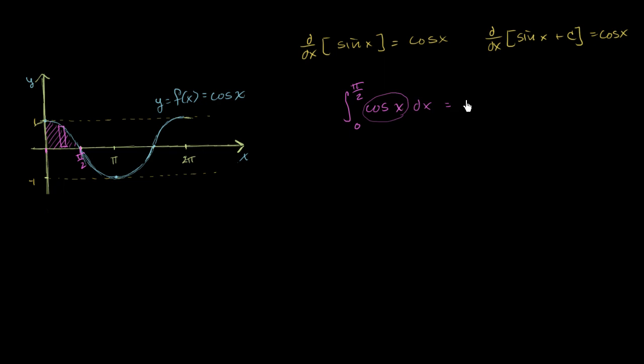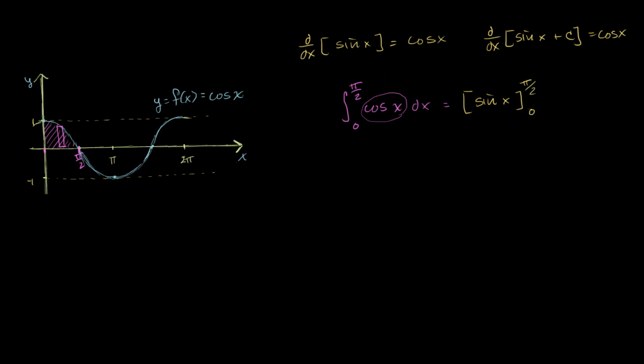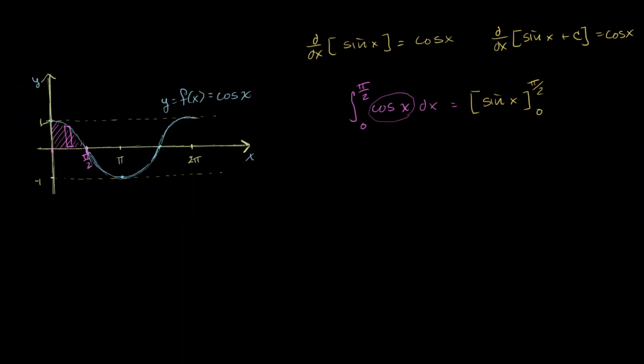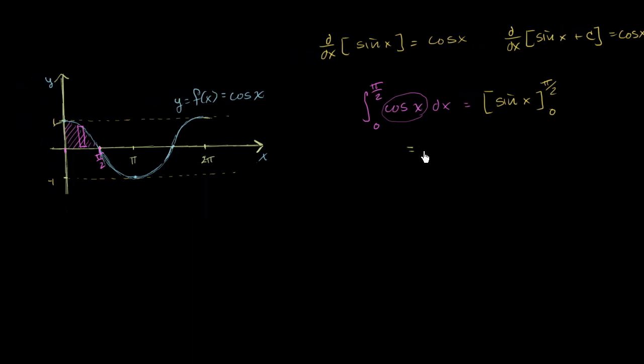So one way that we can denote this: an antiderivative of cosine of x is sine of x. And we're going to evaluate it at pi over 2, and from that, subtract it evaluated at 0. So this is going to be equal to sine of pi over 2 minus sine of 0. Sine of pi over 2 is 1, sine of 0 is 0, so it's 1 minus 0, which is equal to 1. So the area of this region right over here is equal to 1.